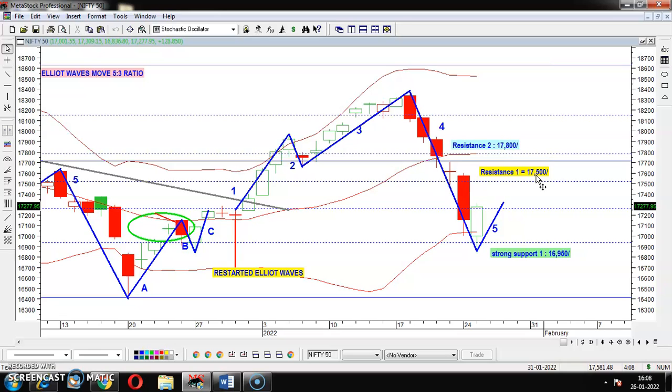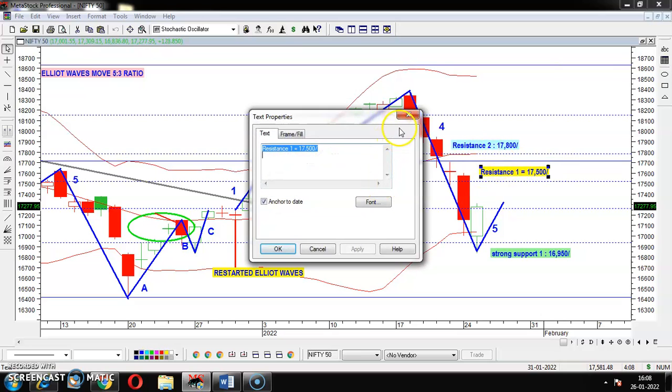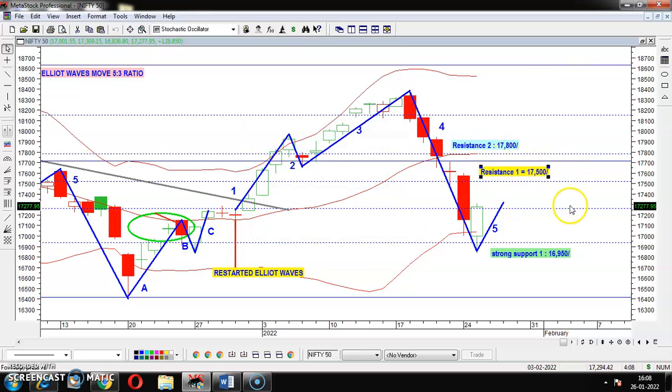In that case, what would be the resistance, what is the support? I clearly mentioned over here, right? First resistance will be 17,500, second is 17,800, and next support is 16,950. Support is this.